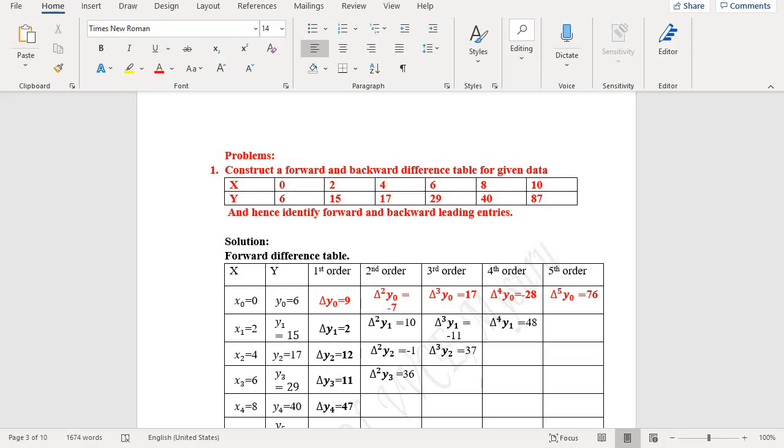Dear students, in the last video I explained about forward and backward interpolations. Now I will explain some problems on forward and backward difference.